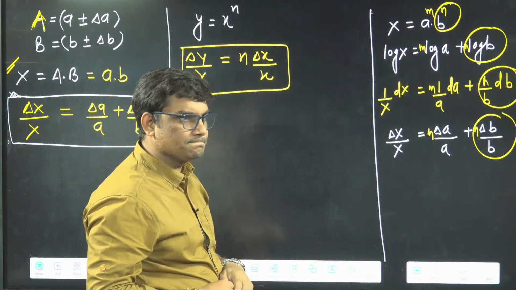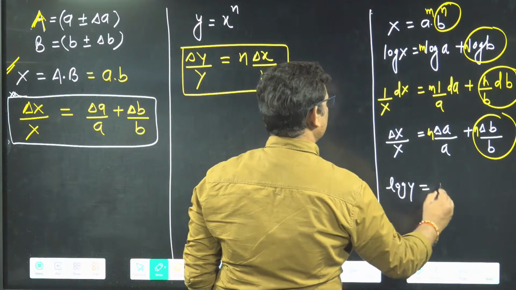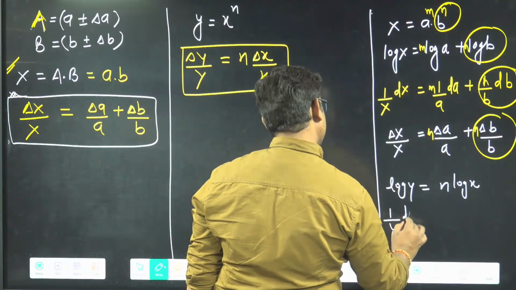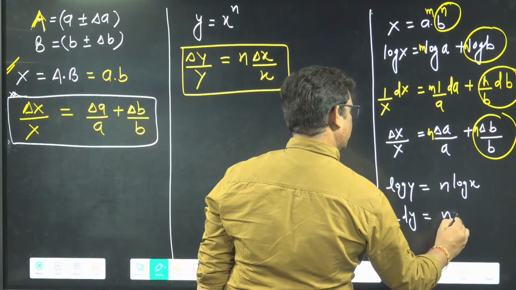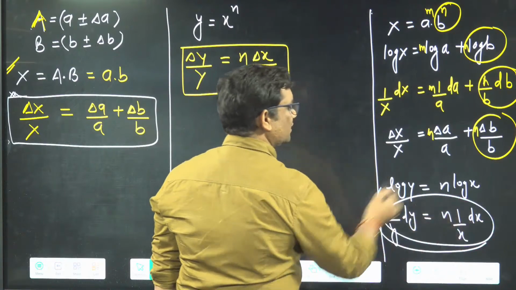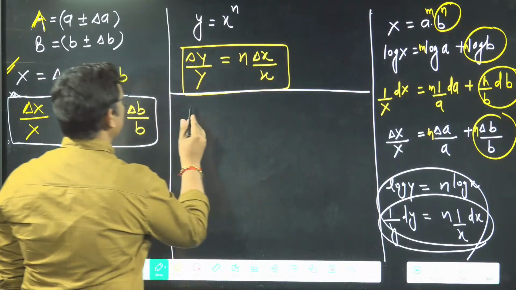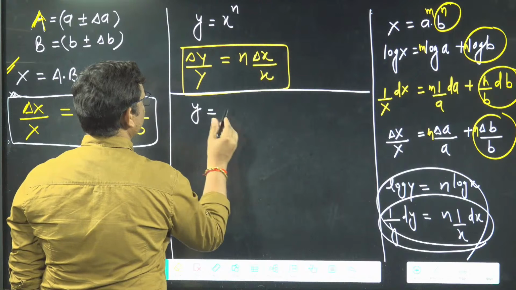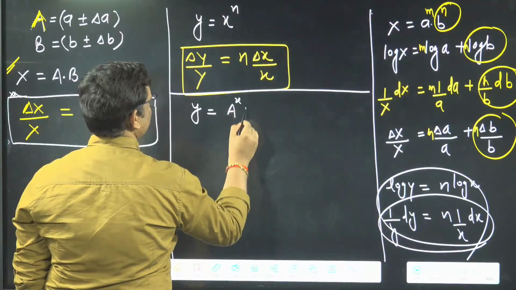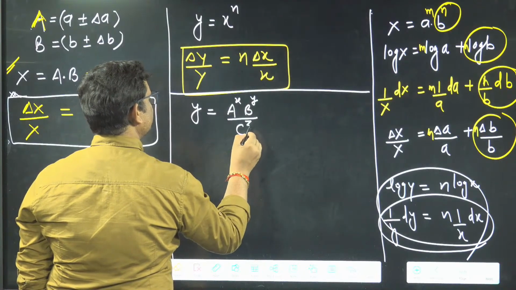Same way we can prove it also: we can write log y equal to n log x, and then you can differentiate. So 1 by y into dy equal to n into 1 by x into dx. This is the same result. Can we prove like this? Okay, if I give you something like this, suppose we got y equal to a power x, b power y divided by c power z.